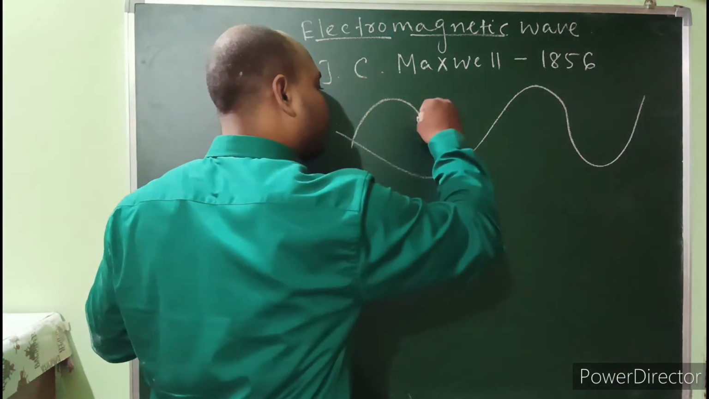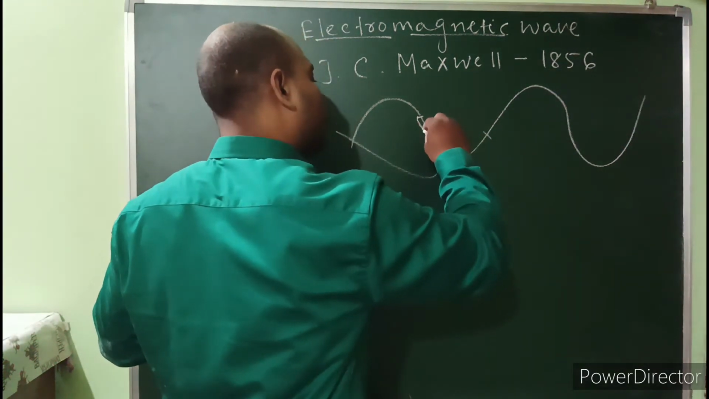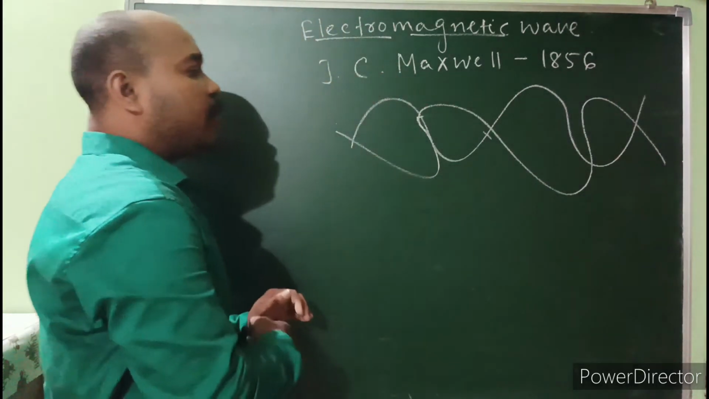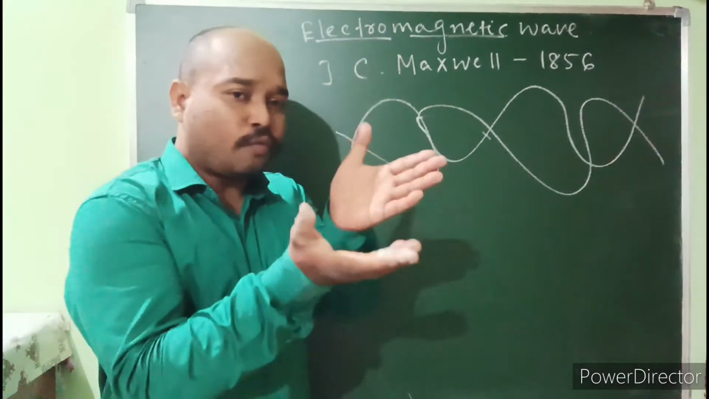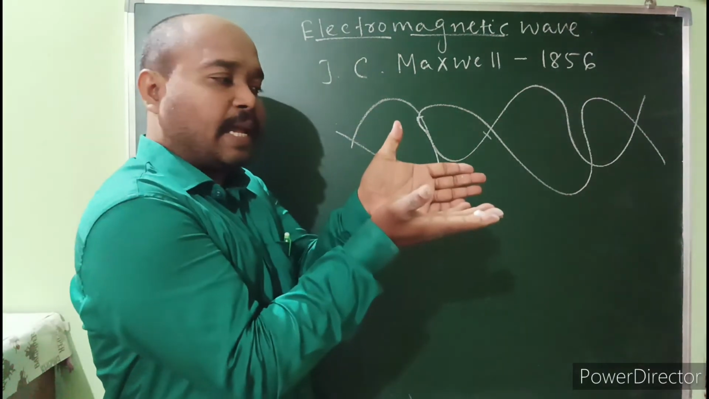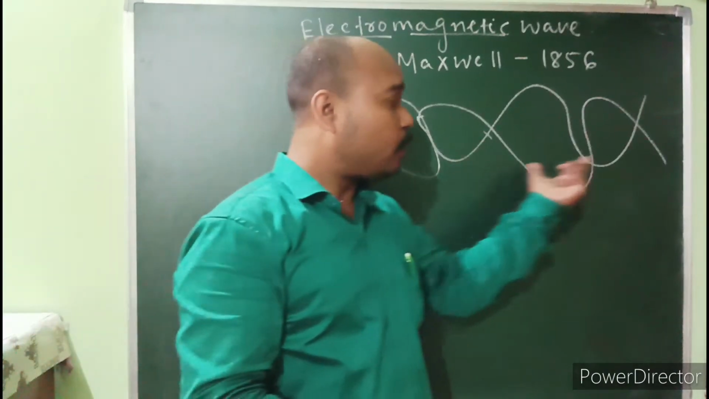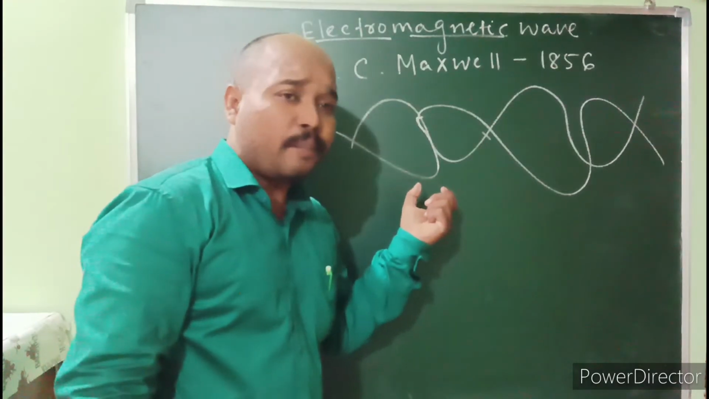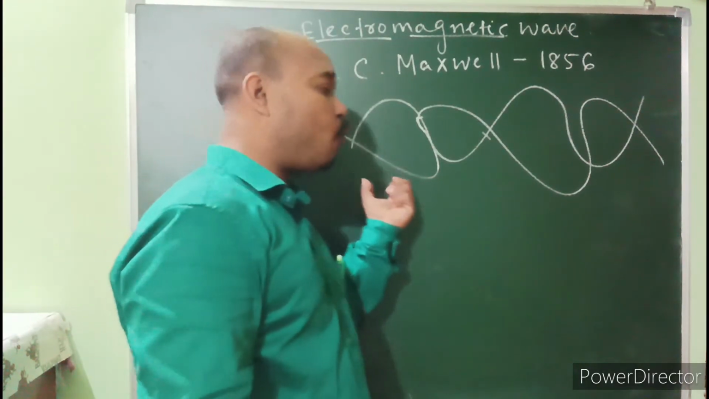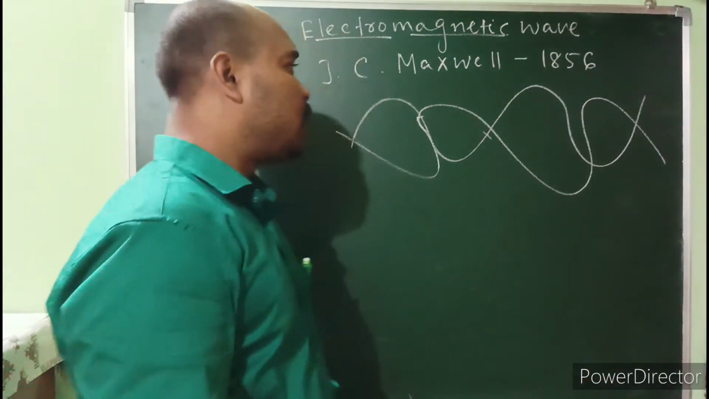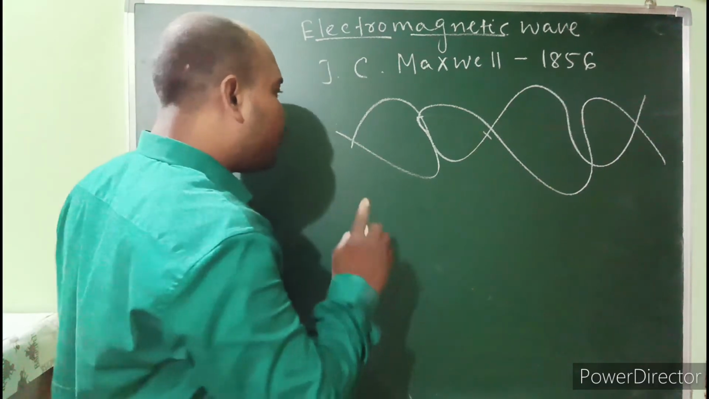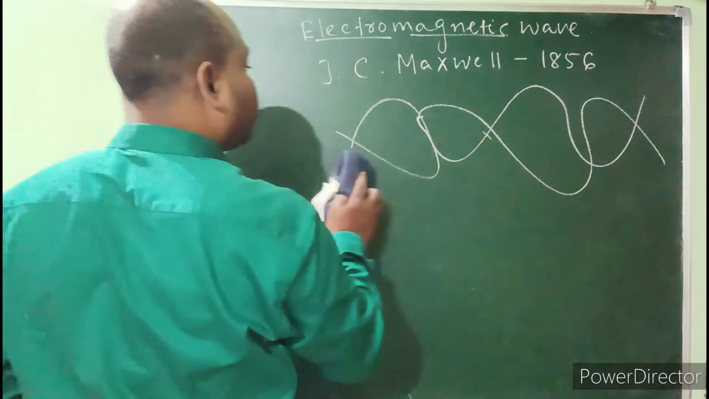So in this way they will move, meaning the two waves are perpendicular to each other like this, and they are also perpendicular to the direction of travel. They don't need any medium to propagate from one place to another. This is his theory. From his theory, we will derive some terms.